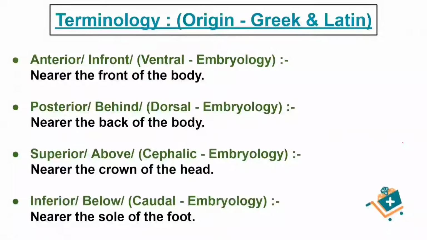When you learn embryology, anterior also means ventral. That is, the front of the body means anterior, and the back of the body means posterior. In embryology, we use the term dorsal, so posterior, or behind, or the back of the body, means dorsal. Superior means above, and in embryology, superior means cephalic: near the head. Inferior means below, closer to the foot, and in embryology, we use the term caudal to describe inferior.